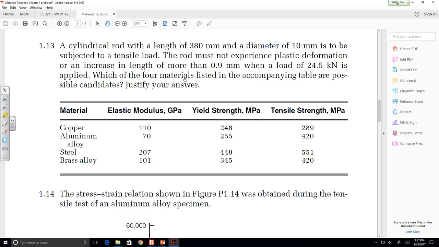In problem 113, I've given you a series of materials, and I've given you some goals. For instance, we have a rod. It's 380 millimeters long. It has a diameter of 10 millimeters. It's going to be yanked on. It's going to be subjected to a tensile load. Now, whatever the rod is made out of, it cannot have an increase in length of more than 0.9 millimeters, and it cannot yield. So here are the four materials. Do any of these materials work? And if so, which ones? So you've got to go through and do the math and see which materials are going to work.